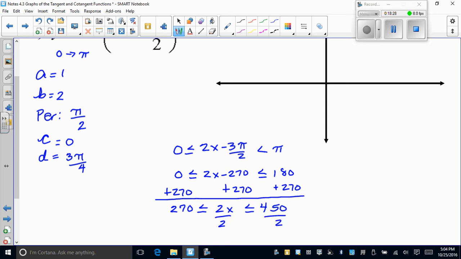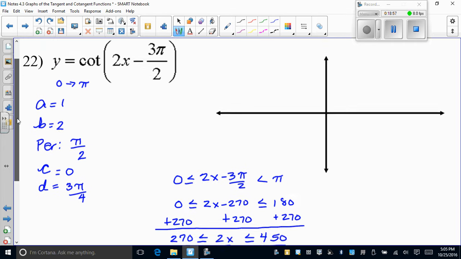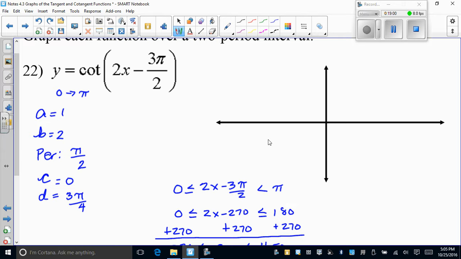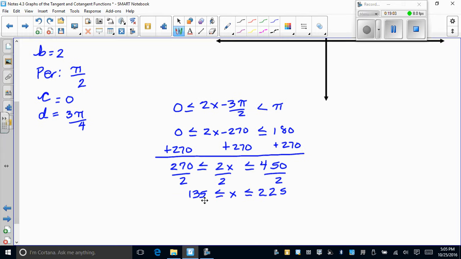And half of 270 is 135, is less than or equal to x, which is less than or equal to half of 450, is 225. So if you're looking at the unit circle, you're going from halfway of quadrant 2 to halfway through quadrant 3. So I need to put these values on there. Oh, this is 3 pi over 4 to 5 pi over 4. That's the area I'm graphing.